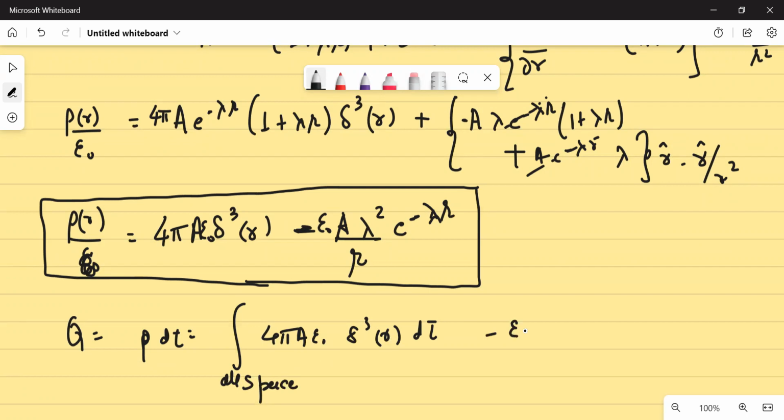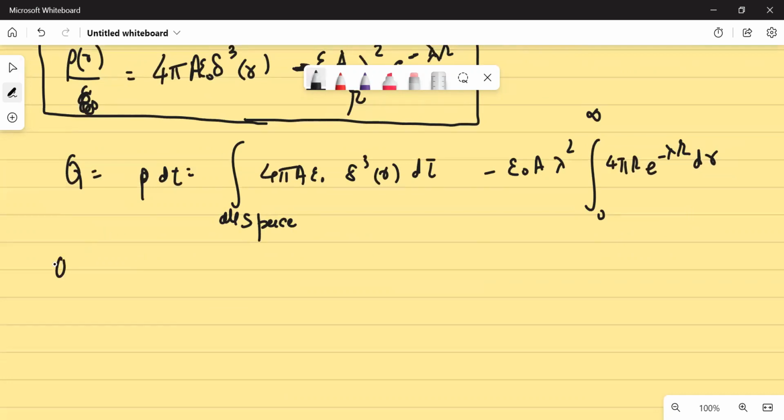And then you will have minus epsilon naught lambda square, and this I think would be some 4 pi r, because if you integrate r square sin theta d theta d phi, you will get 4 pi r square into dr. So this is why I've written 4 pi r e to the power minus lambda r dr from 0 to infinity. Is that clear? Okay. Yes, sir.